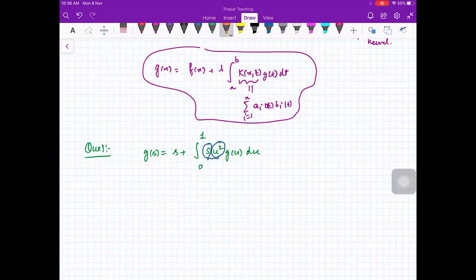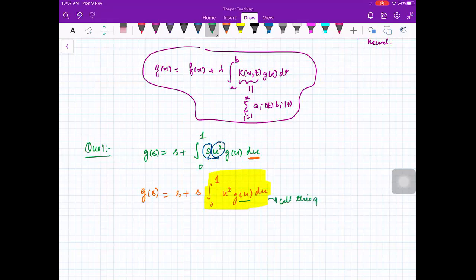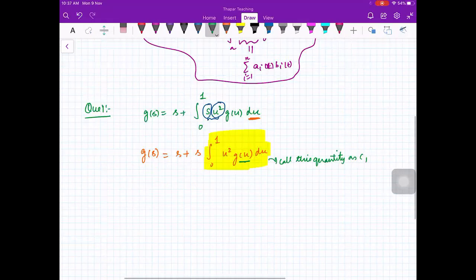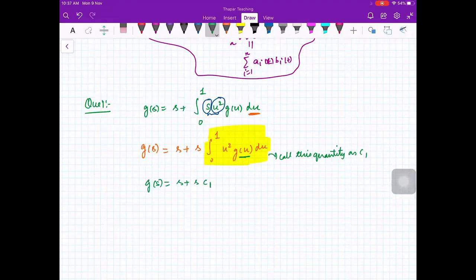So you will write it as g of s is equal to s plus, because integration is with respect to u, you will take s out, integral 0 to 1 u square g(u) du. Now you will call this quantity c1. Because you don't know what is g(u), which is what you are finding, you cannot compute this integral. So you call this quantity c1. Fine. So you have g of s is equal to s plus s c1. Is that thing clear?